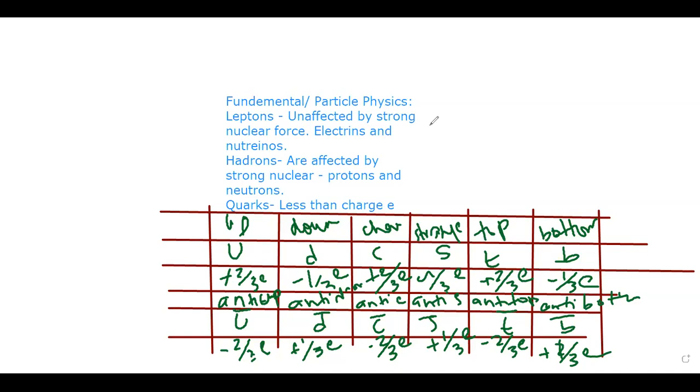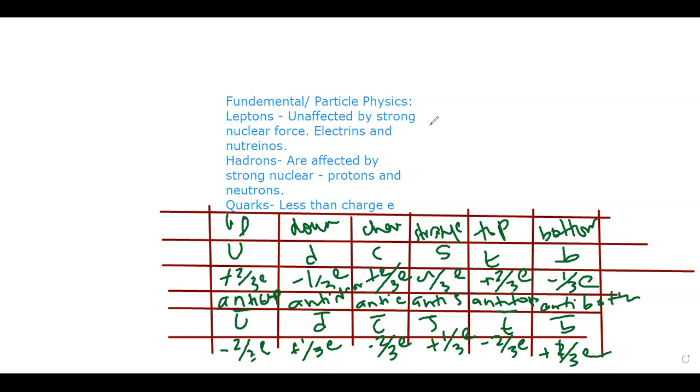In addition to the property of charge, that their charge is less than e, quarks also have the property of strangeness, charm, upness, downness, right? But once again, you don't have to go into the details of any of these. If you do decide to follow particle physics in the future, you would take a look into it. Other than that, you also have two ways in which the quarks can combine to produce a hadron.